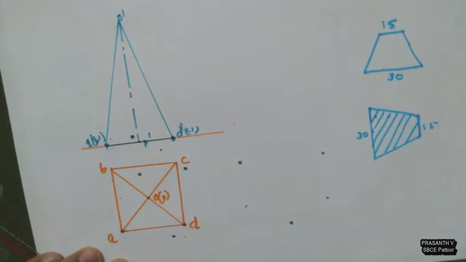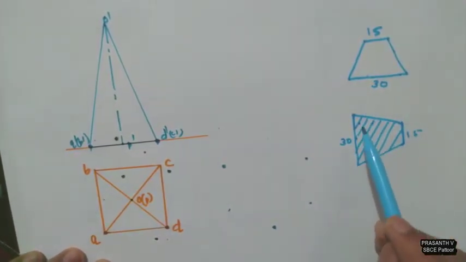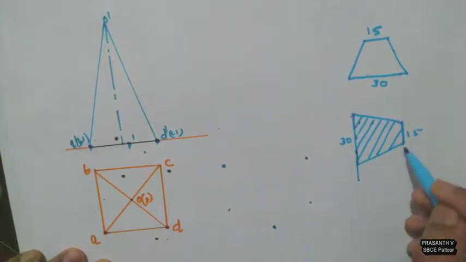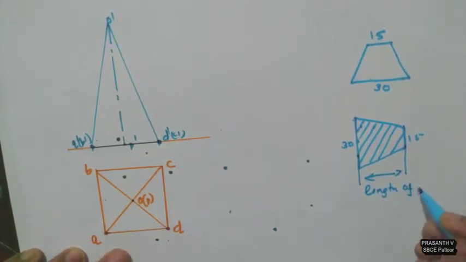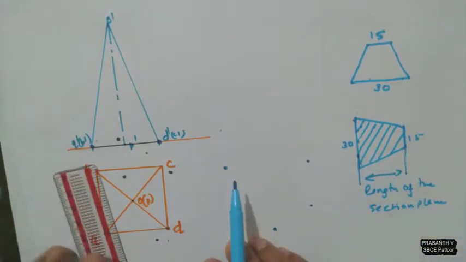Now we know the true shape of the section is a trapezium, and we need to mark these distances on the top view, and here this length will be the length of the section plane. You know how we draw a true shape. So these distances we need to mark directly in the top view.